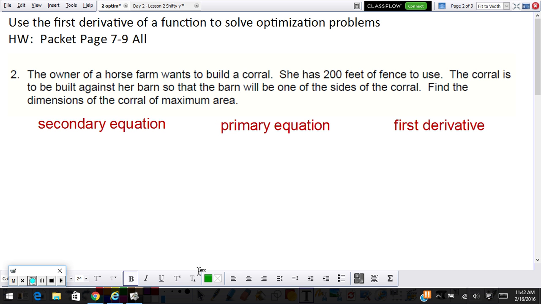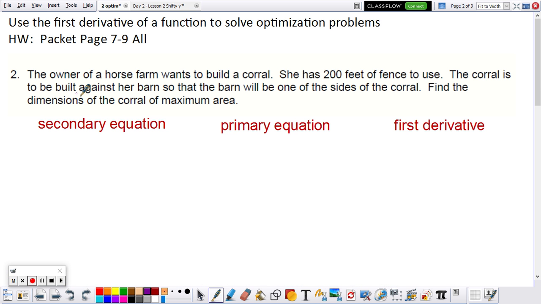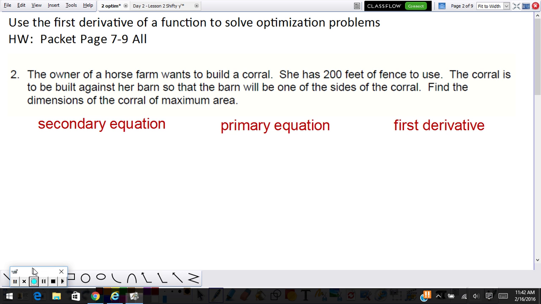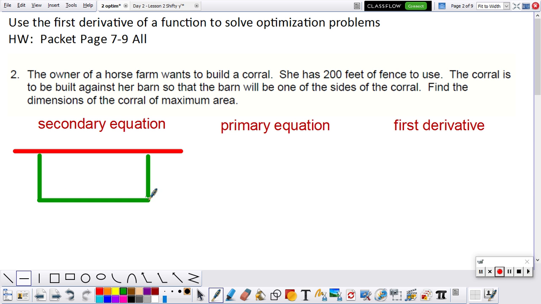Okay, so here we go. We've got a problem with an owner of a horse farm, and she wants to build a corral for her horses. And we want to build it so it's against a barn. So pretend this is the barn. Move this out of my way. Here's the barn, and then we're going to build a corral. So it's going to be like, okay. So these green lines, those are the only pieces of fence she needs to use.